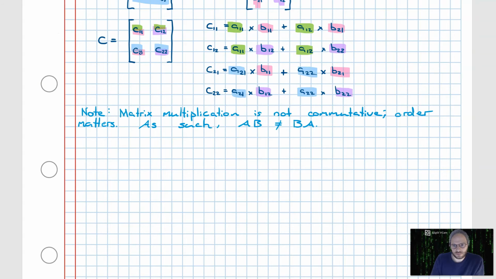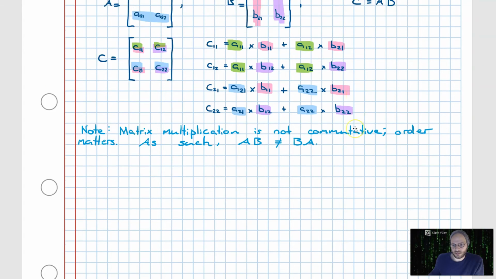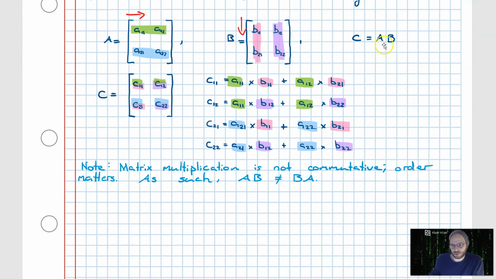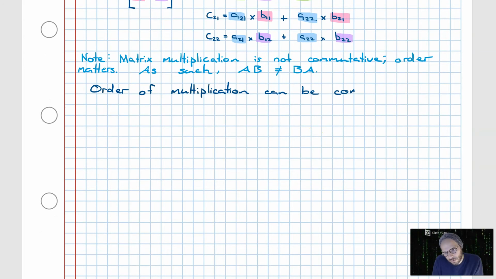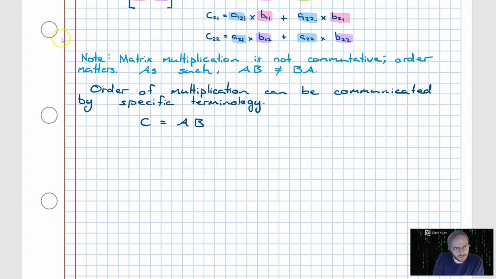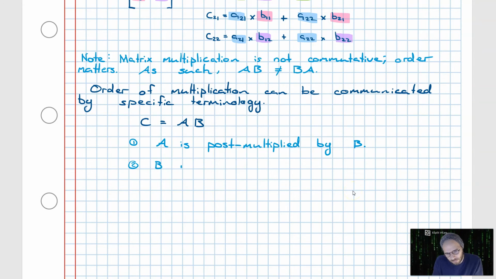As a result of this phenomenon, we usually have a convention in which we can communicate the order in which A and B are multiplied together. A is post-multiplied by B, and secondly, B is pre-multiplied by A.